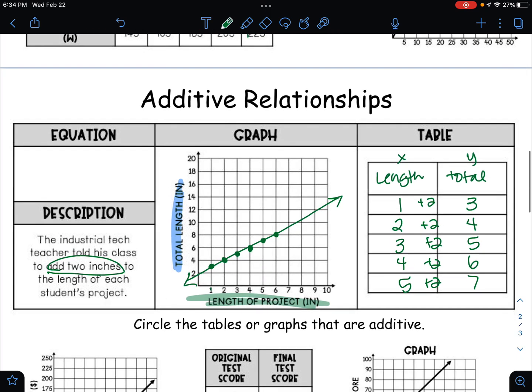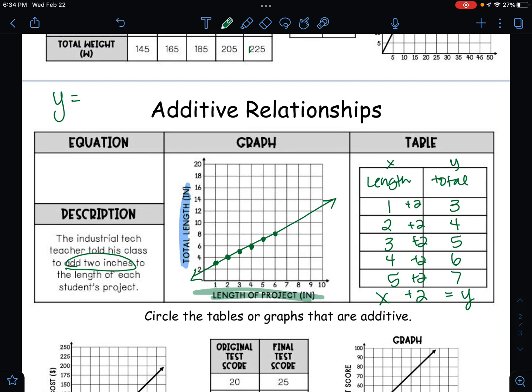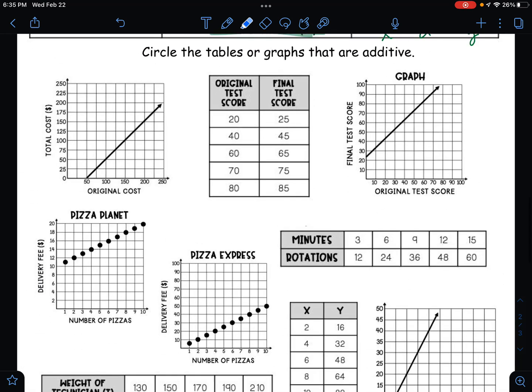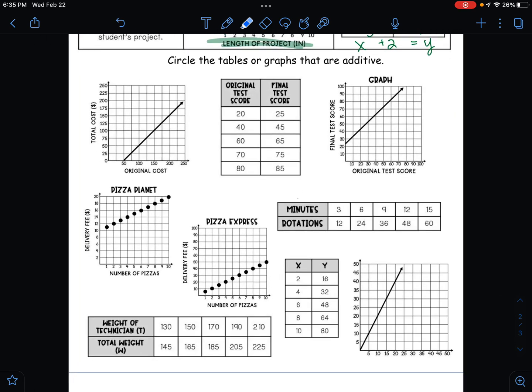Okay, now when we write our equation, remember we bring down our x, we bring down our rule, which is plus 2, and that equals y. So when we write this, remember the equation is y equals x plus b. So when we write the equation, y equals x plus 2. And remember, you'll learn this next year, but b tells us that's where it crosses the y-axis. And looky here, it crosses right here at the 2. So again, you'll need to figure out and circle all of the additive graphs and tables.